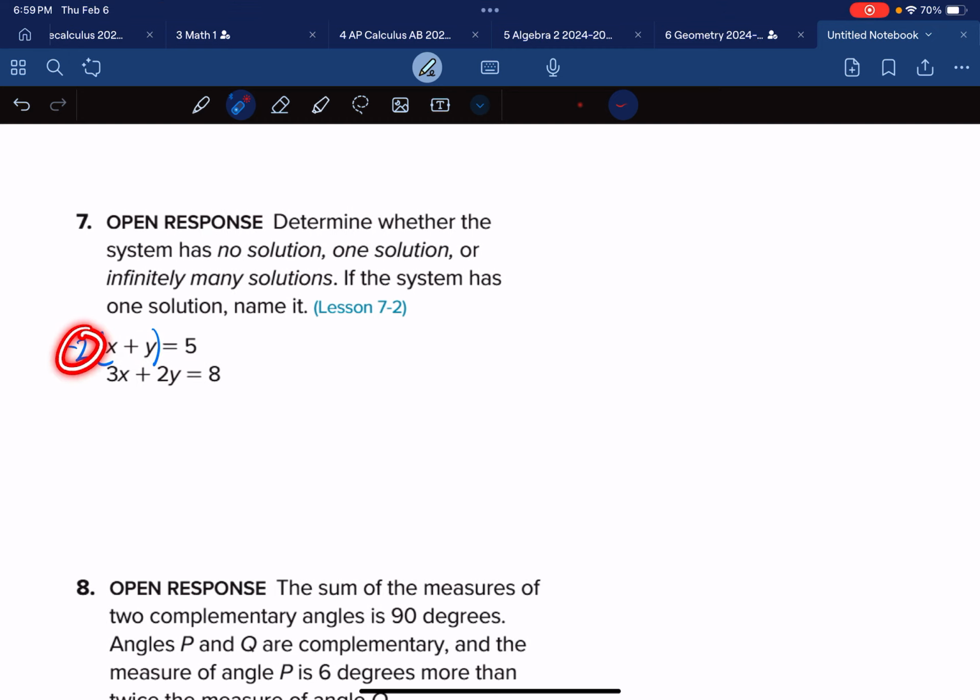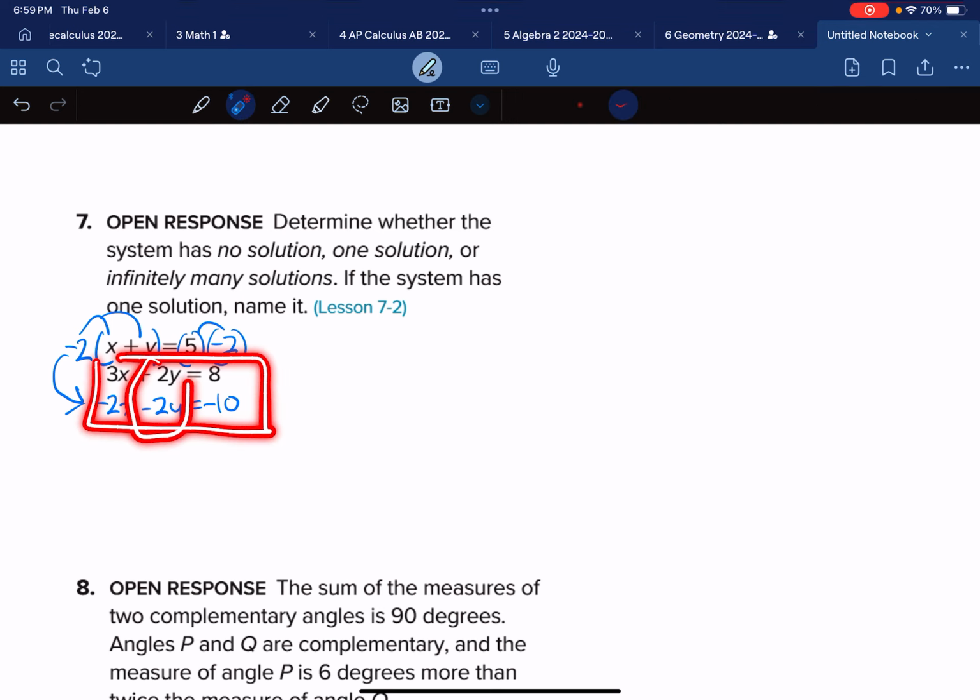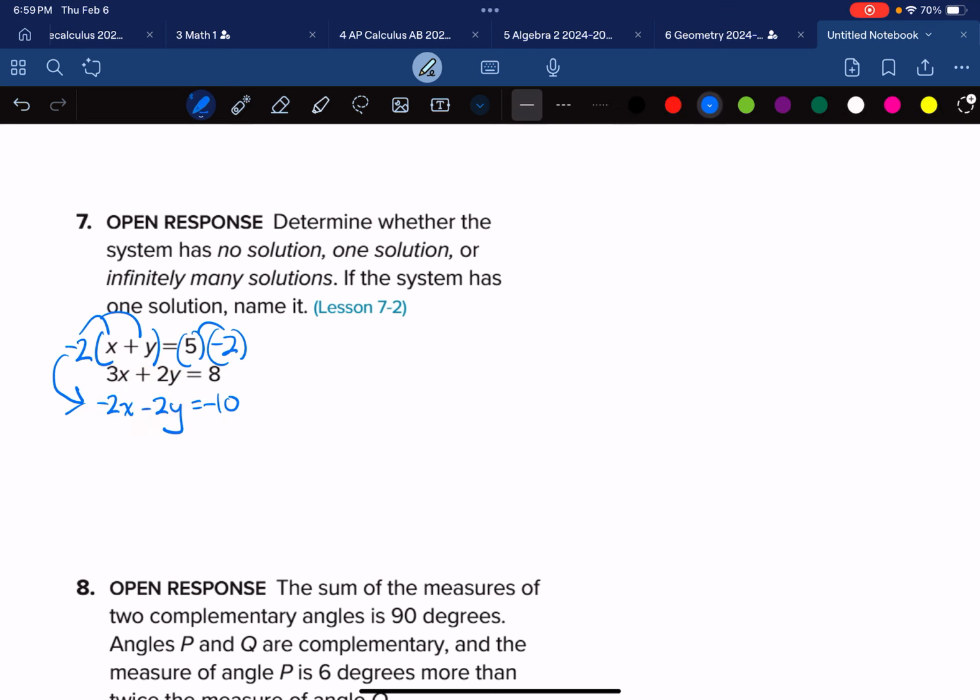Anything that I do to the left, I also have to do to the right, so I also have to multiply by -2 over here. And I get a new equation, which I'm going to write underneath here. I'm going to get a -2x from distributing and a -2y from distributing. -2 times 5 is a -10. Now these are the two equations that when I add together, I should eliminate my y's. Indeed, I do eliminate the y's. 3x minus 2x is a simple x, and 8 minus 10 is a -2.